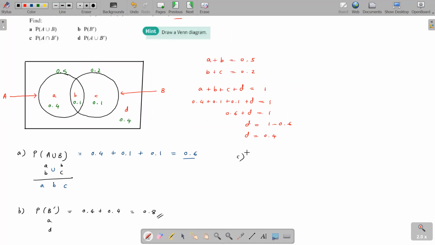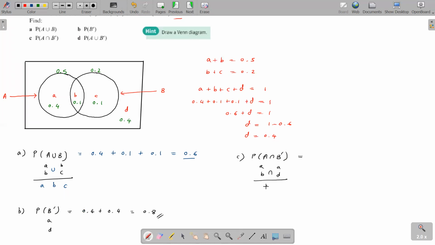Probability A intersection B dash. So guys, what are the regions belonging to circle A? Inside circle A, I have the regions simple A and simple B. B dash means outside circle B, so B dash means A and D.